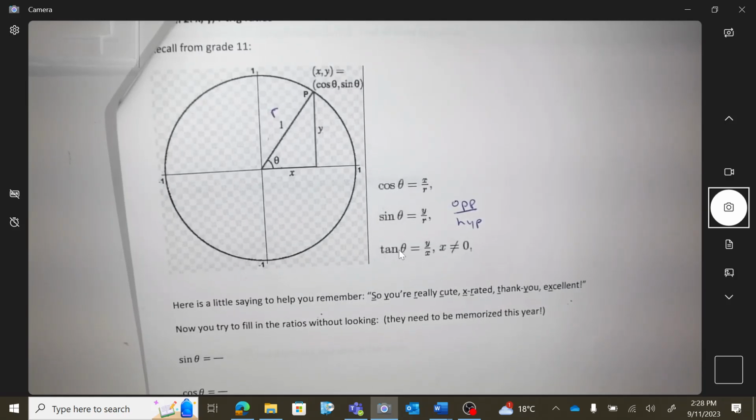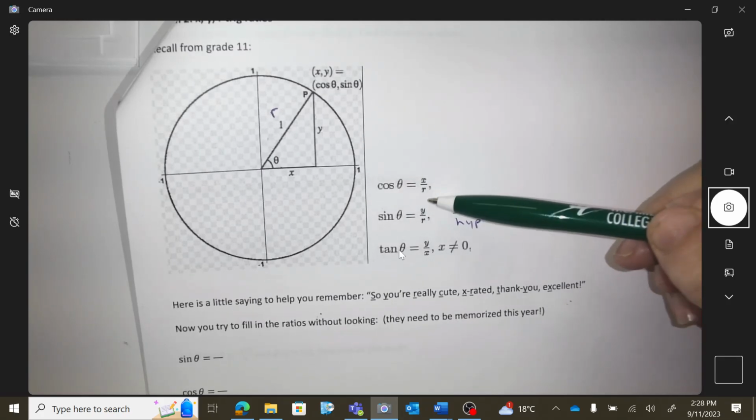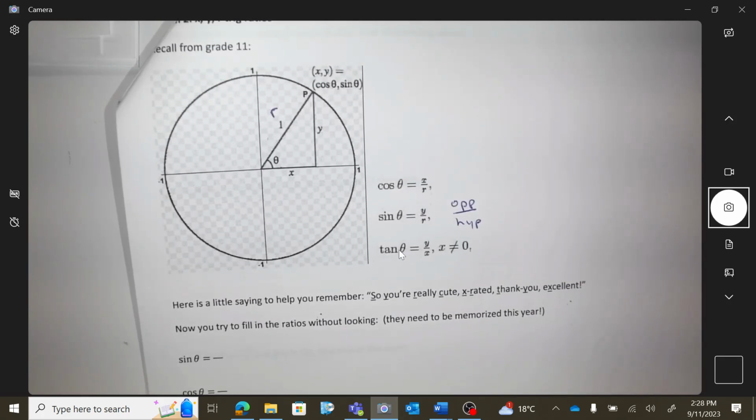So I know last year I said pick whatever method you like. If you like SOHCAHTOA, that's fine. If you like the XYR formulas, that's fine. But in grade 12, you get no formulas. Okay, I put them on the back of your formula sheet for now, but you do not get that on the exam. So that's why this little song or acronym, "so you're really cute, X-rated, thank you, excellent," helps you put those together. And if you just forget, just go to SOHCAHTOA, because that's something you will always kind of remember.